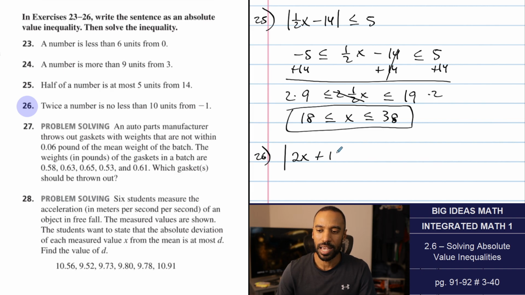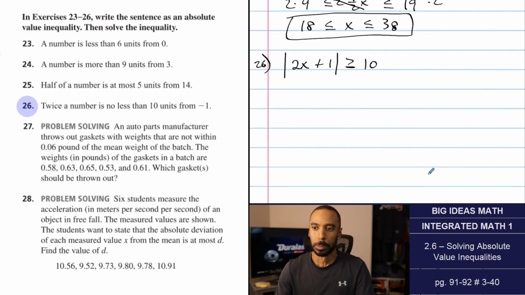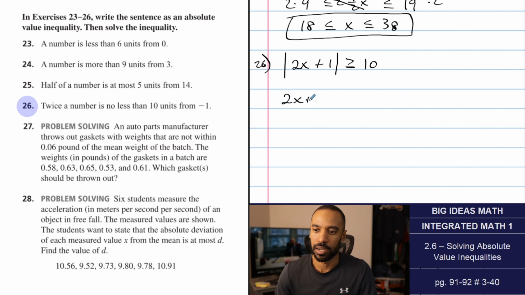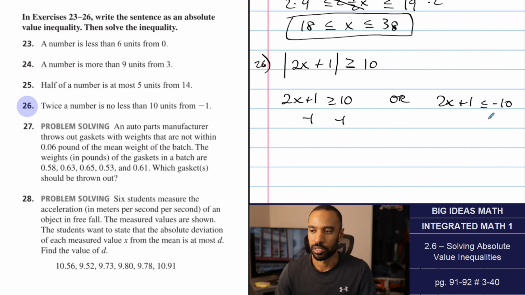And we can be no less than 10 units away from it. That means we can be 10 units away from it. We can be more than 10 units away from it. So we can be like that. So we can be this or that. Greater than or equal to 10 or less than or equal to negative 10. 10 units in either direction.